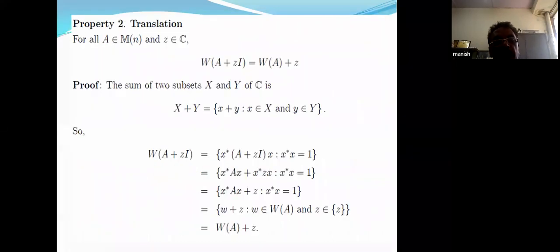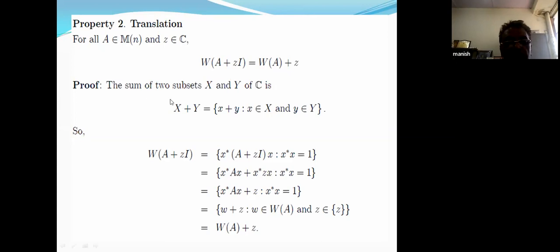Now, second property, translation. Numerical range of A plus zI is equal to numerical range of A plus z. Here zI means we have a scalar matrix. That is, the numerical range of A plus a scalar matrix is just the numerical range of A translated, or you can say displaced, to some other position.